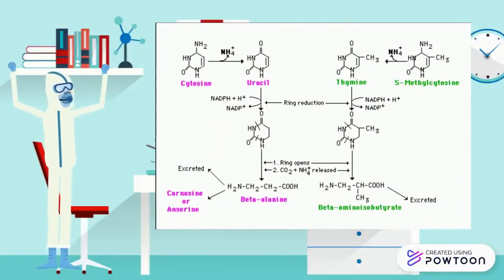Pyrimidines undergo ring cleavage, and the end products are beta amino acid plus ammonia and carbon dioxide. Pyrimidines from nucleic acid are acted upon by nucleotidase and pyrimidine nucleoside phosphorylase to yield the free bases. The fourth amino group of both cytosine and 5-methyl cytosine is released as ammonia.